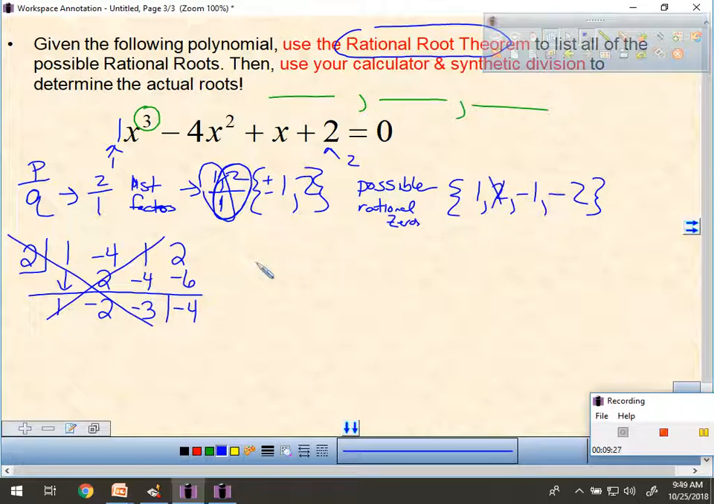All right, so let's try 1. I'm going to see if that works. 1, -4, 1, and 2. So I'm going to just do it over again.